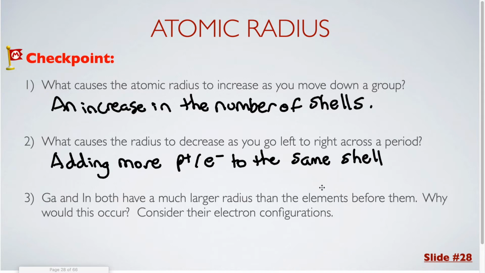So remember that the shells are being filled up through the noble gases, and then once an additional electron is added, then a new shell would be added. But as long as you are filling into the same shell, you're adding protons and electrons which are attracted to each other. So as I go from left to right, I'm adding additional attraction to the atom, and that is going to cause it to condense.